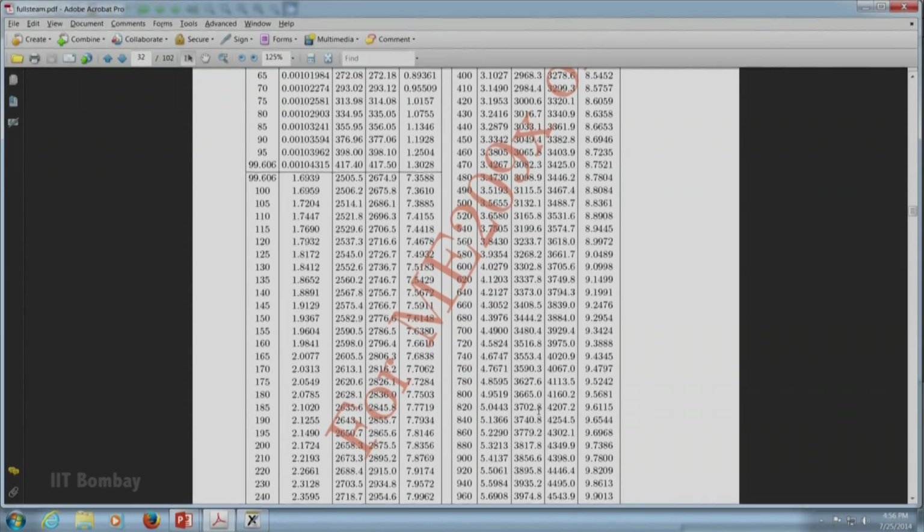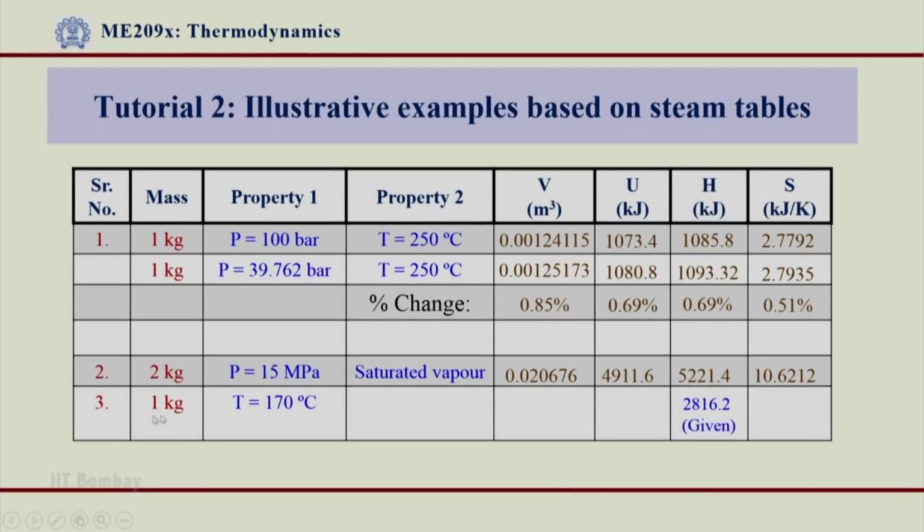So I will now go back to our table. This was the condition, this is 1 kg, T is equal to 170 degree centigrade. What was given to us was enthalpy H 2816.2. What we have found out from here are the other values. We found that 0.1 MPa, and this we did by trial and error. We have got the values of V, U and S at this T value, and correspondingly what we had was enthalpy 2816.2, which was a region in the superheated zone.